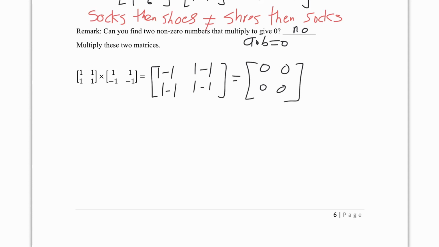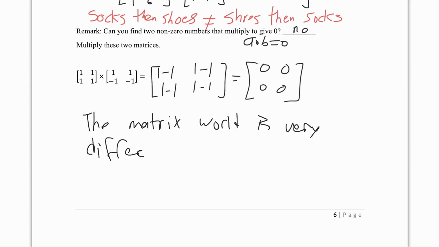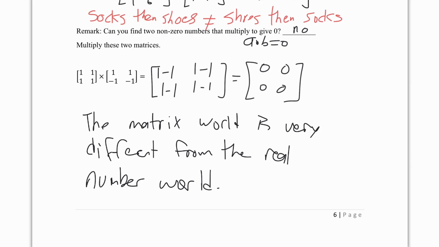And so the takeaway from this is that the matrix world is very different from the real number world. That's not to say either one is better or worse, but you need to be careful when doing work with matrices because some of the properties are similar, but some of them are very different. And you don't want to assume something incorrectly in the matrix world because it can lead you astray.